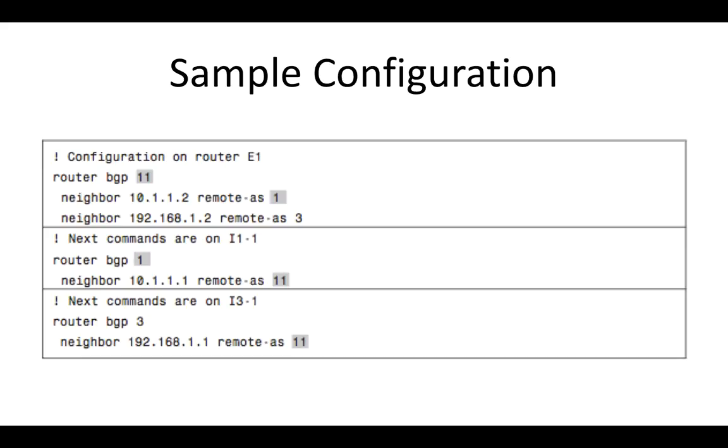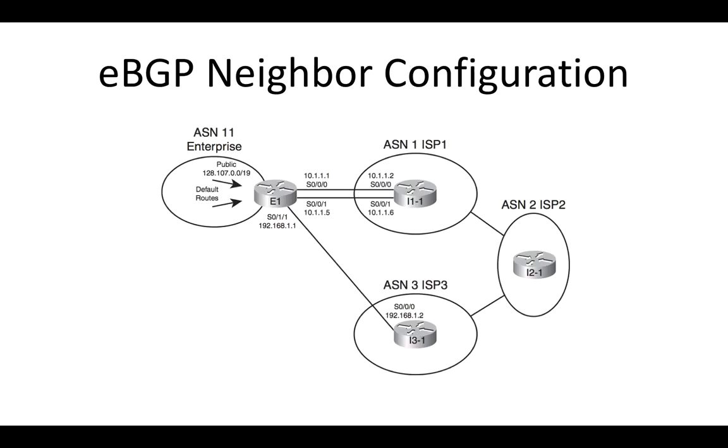We can see here on the E1, that was our enterprise, or the network we might own, we just establish it with router BGP 11. That is our autonomous system number. We tell it who our neighbor is, so 10.1.1.2, and we can see from the picture here, 10.1.1.2 is the lowest numbered interface on the ISP1 router. Serial 0, of course, is lower than serial 1, so that's the interface that makes the connection.